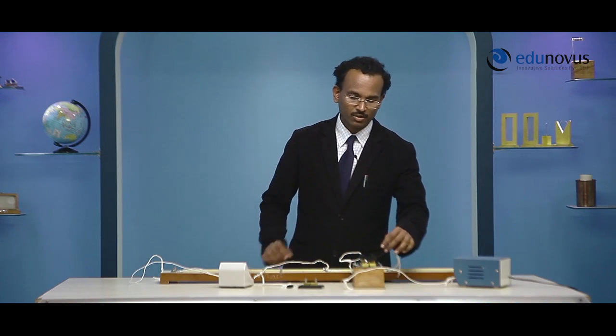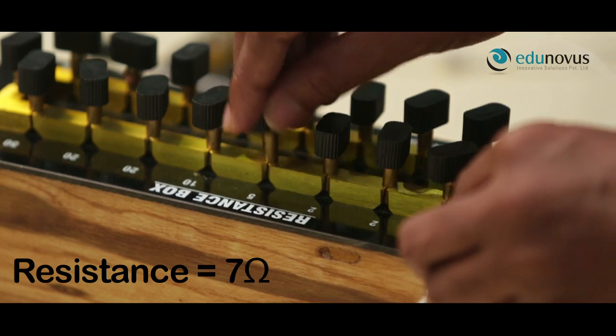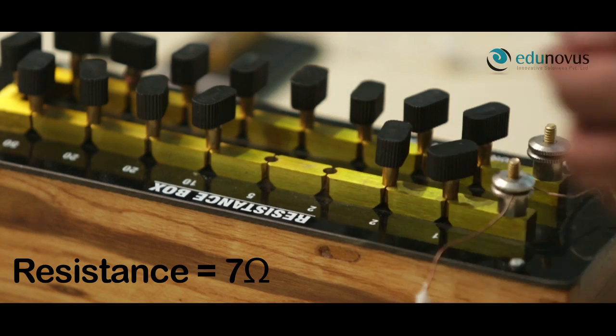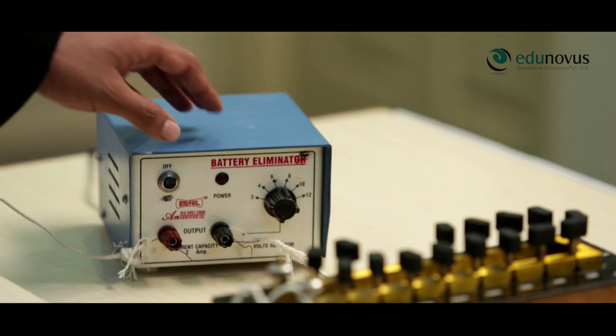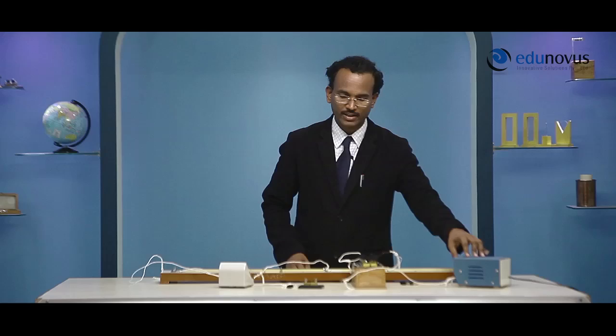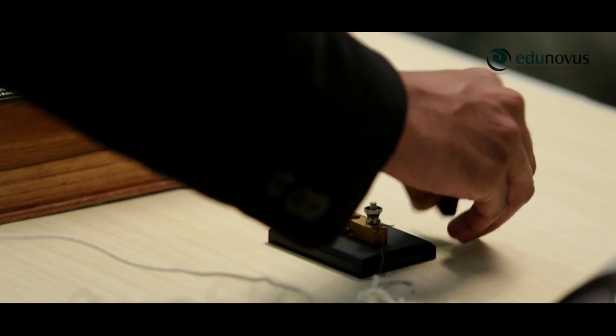Let's take our first measurement. I will begin by taking 7 ohms in the resistance box. So I removed the plug from 5 and 2. Now I am switching on the battery eliminator. I am plugging in the key.